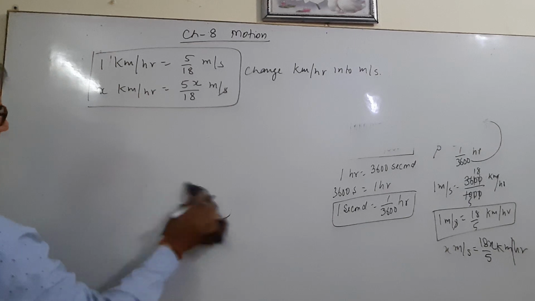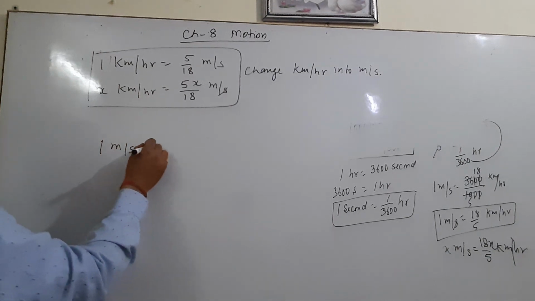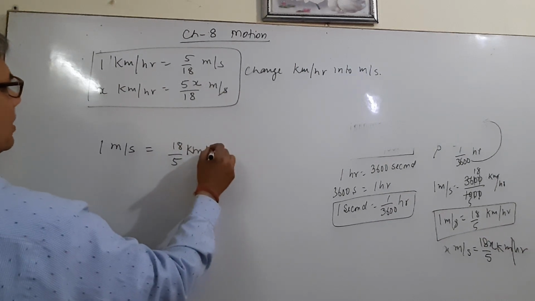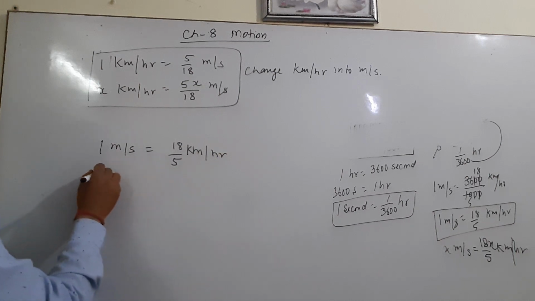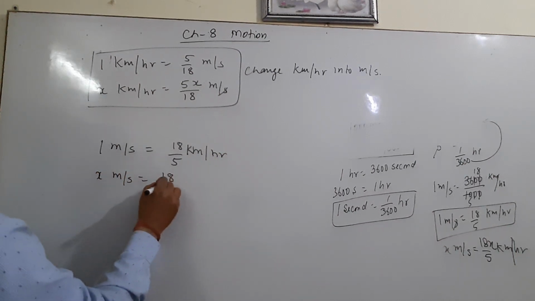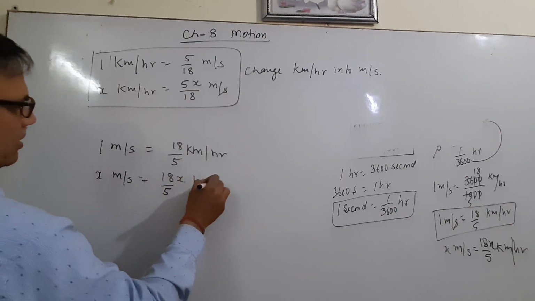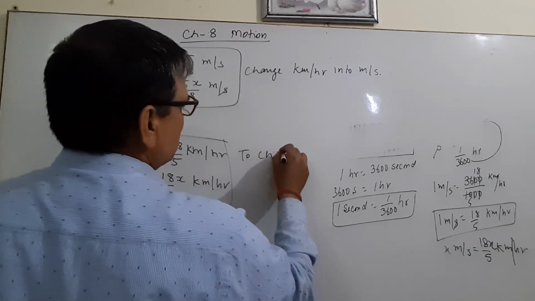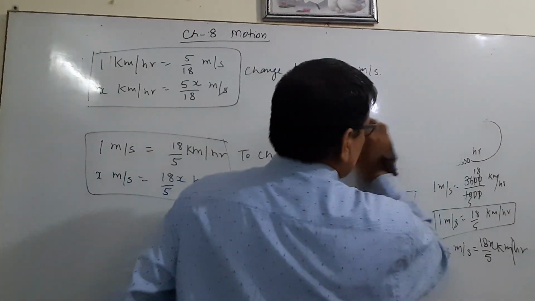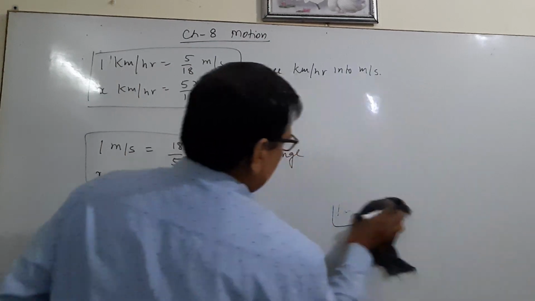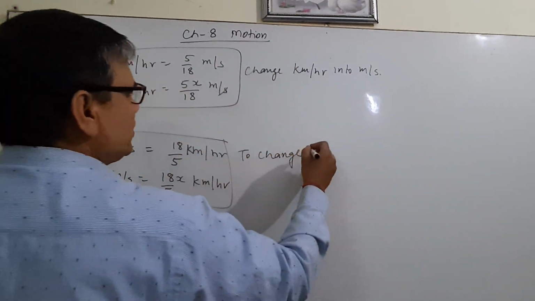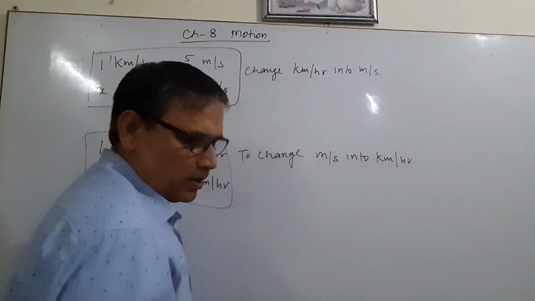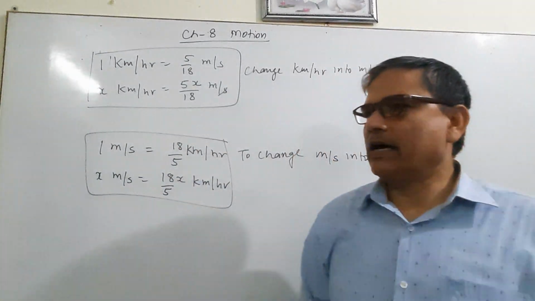And now the second point: 1 meter per second is equal to 18 upon 5 kilometer per hour, and x meter per second is equal to 18 upon 5 x kilometer per hour. This is the second point, to change which one? Meter per second into kilometer per hour. Is it clear?